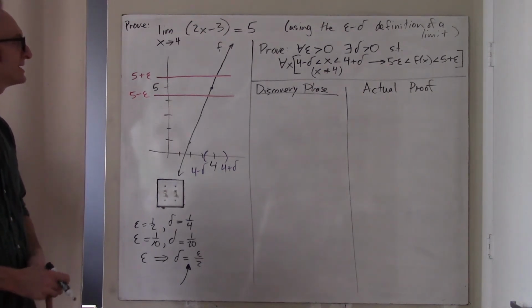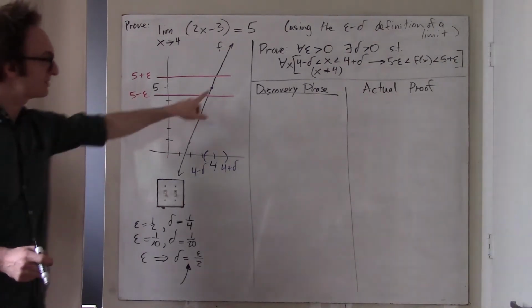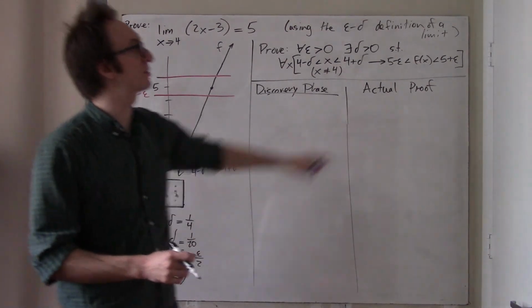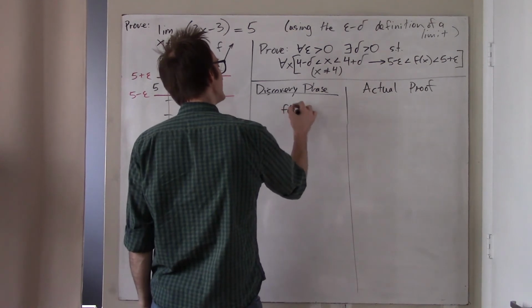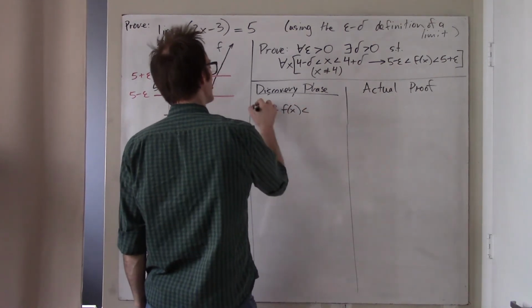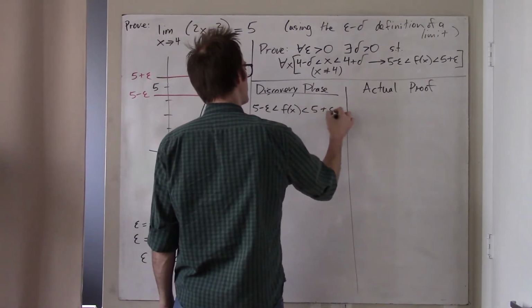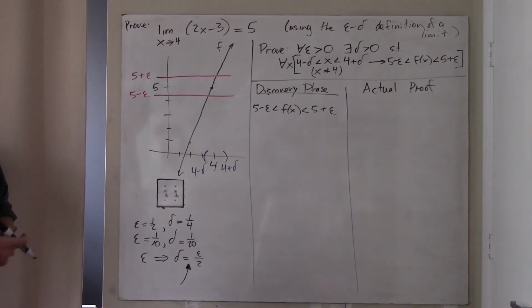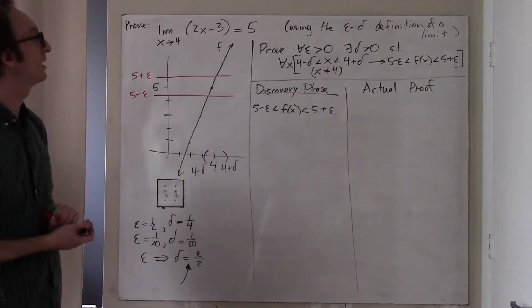You say, okay, let's see. Someone's going to challenge me with an epsilon. I need to make sure my function is between these lines. So let's begin with the thing I'm trying to prove. Let's begin with my function between 5 minus epsilon and 5 plus epsilon. And then let's work backwards to discover how close to 4 I need to be in order for that to be true.